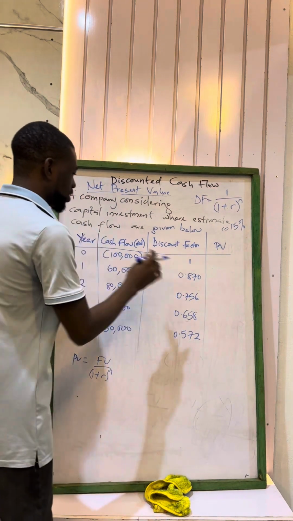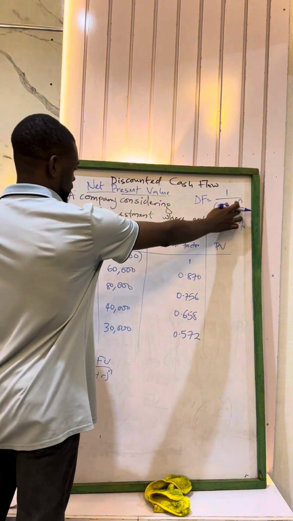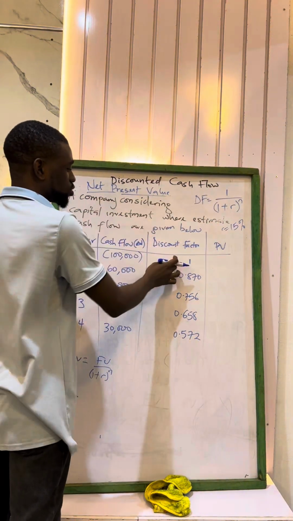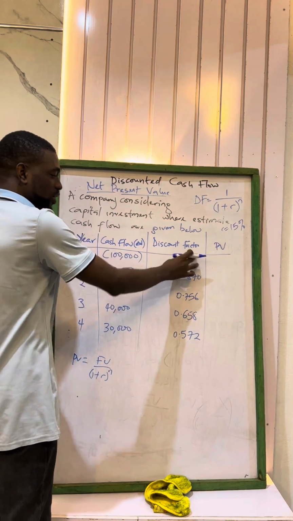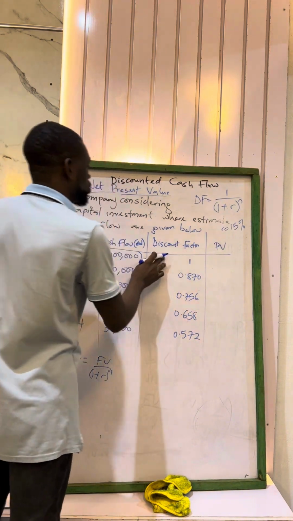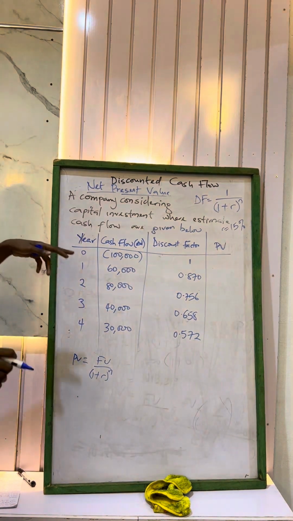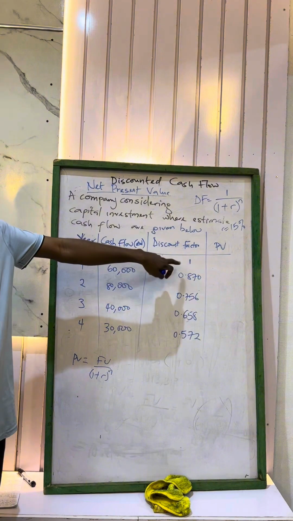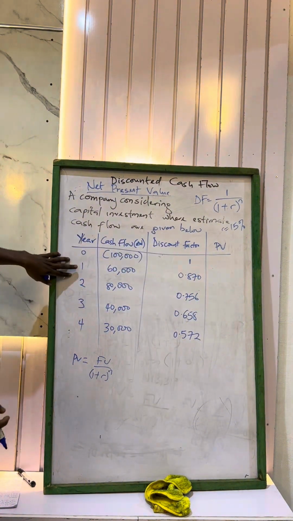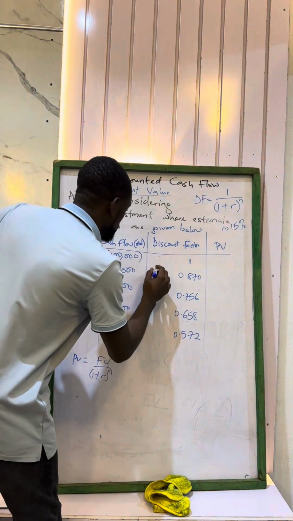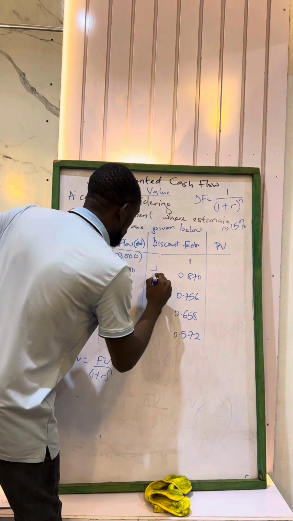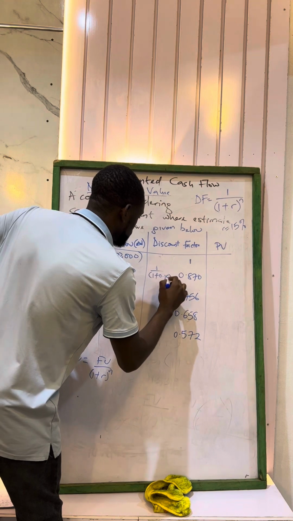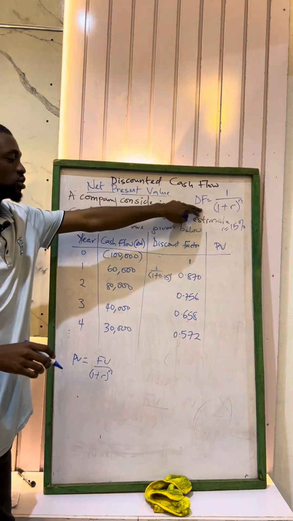So for this, how did I get this? If the first year is 0, any number raised to power 0 is 1. So 1 over 1 is going to give me 1. That's my discounted factor. Always know that for your year 0, your discounted factor is going to be 1, because the number of years is 0. When you start, your discounted factor is always going to be 1. And for year 1, how did I get this? This is 1 over 1 plus 0.15, all raised to power 1, using this formula.